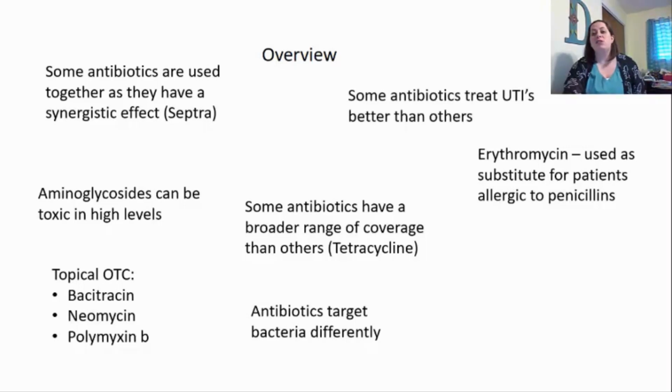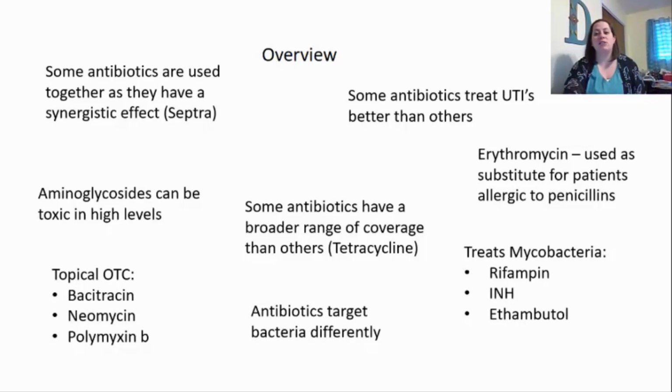Some antibiotics are used to treat UTIs better than others. Cipro is one of the good examples here. And there are certain ones that can treat mycobacteria. Remember, the mycobacteria are a little harder to treat, like things like tuberculosis: the rifampin, the INH, and the ethambutol.